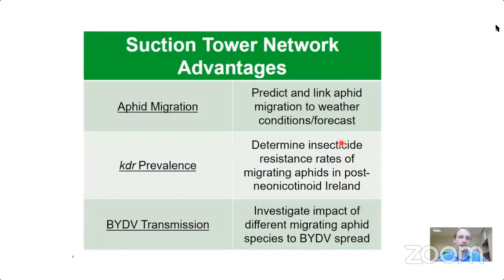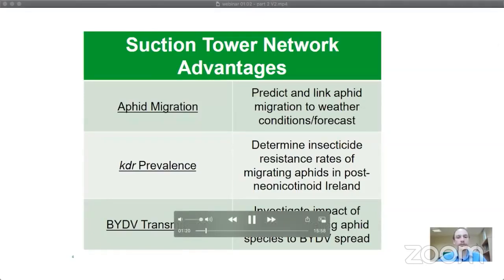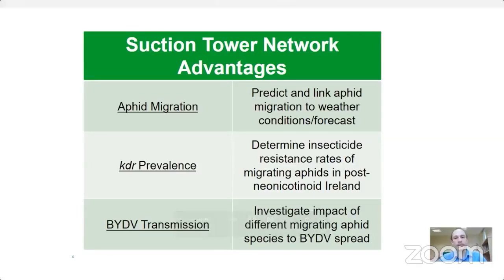So we have several advantages of the suction tower network. First, we can look for aphid migrations and link those with weather data. Second, we can look at the knockdown resistance and see how many of those aphids are insecticide resistant. And third, we can look at the BYDV transmission to investigate the impact of different migrating aphid species on BYDV spread.